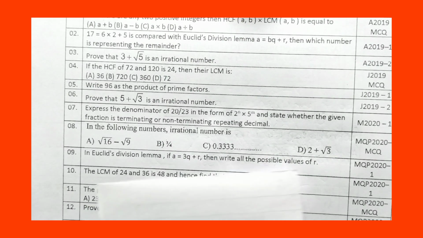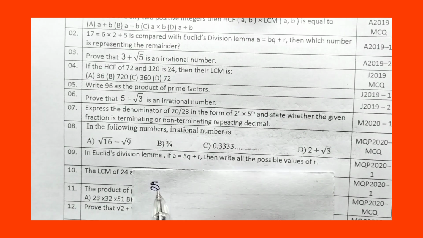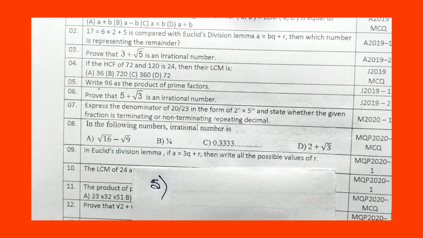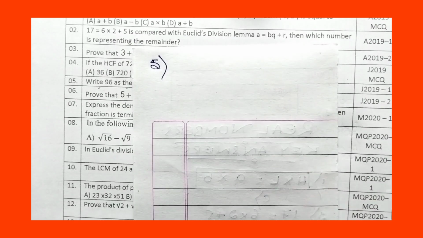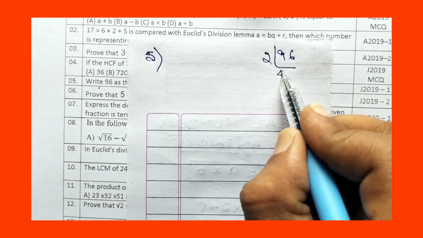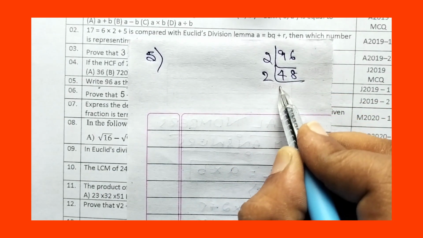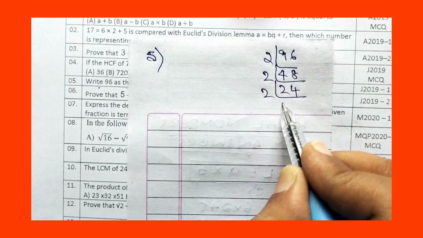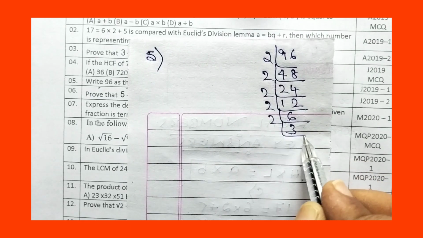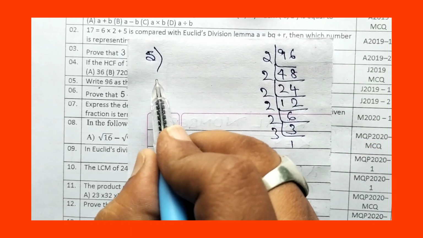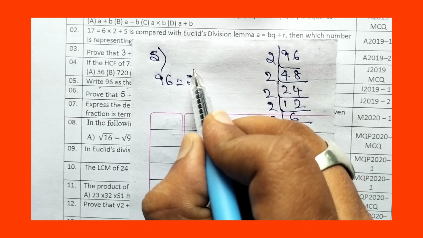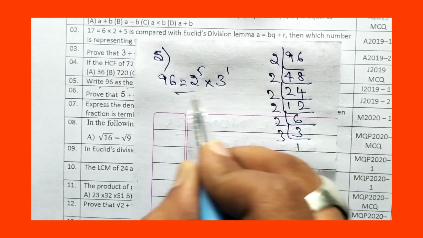Now let us move to the fifth question. The fifth question is: write 96 as the product of prime factors. So let us express 96 as a product of prime factors. Taking 96: 2 4s are 8, 2 2s are 4... 2 6s, 2 3s, then 3 1s. So now 96 can be written as 2 to the power of 5 into 3 to the power of 1.